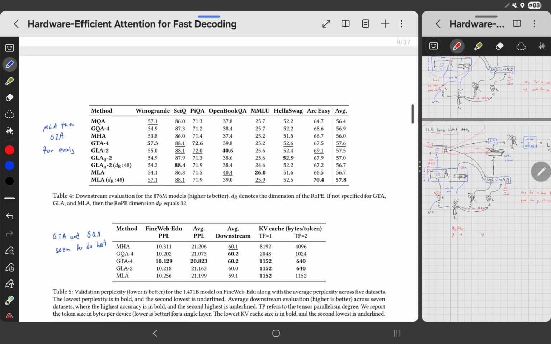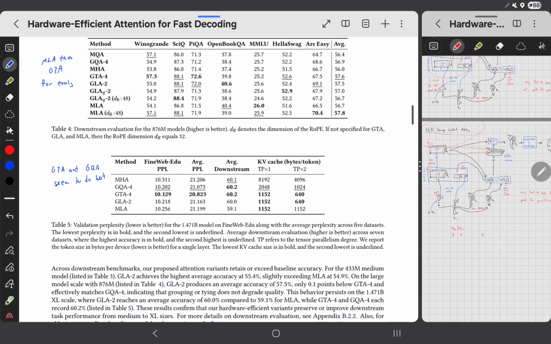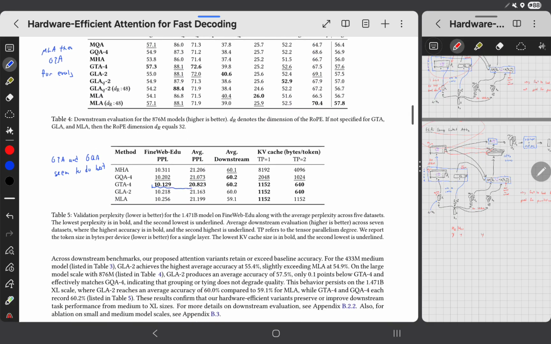And here, it looks like MLA or GLA. This one's kind of mixed here. This one, it's definitely GTA that's better. And GTA was the first proposition they had, and then GQA. So it seems to be kind of a mix between the two propositions they have for how well it does in terms of accuracy. Now, how well does this do in terms of speed?